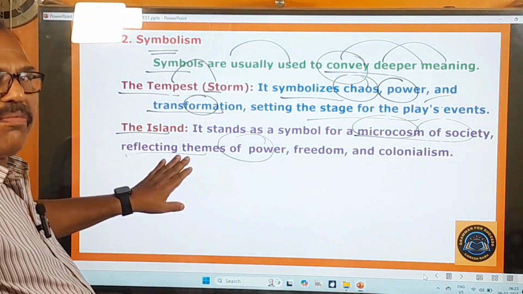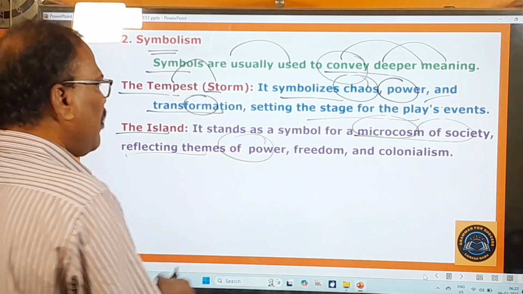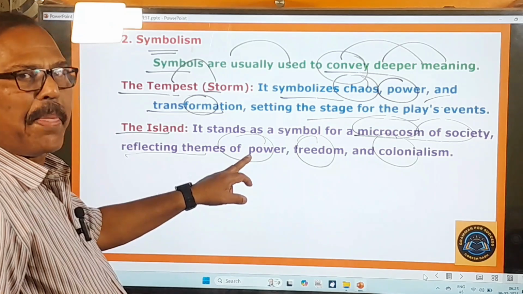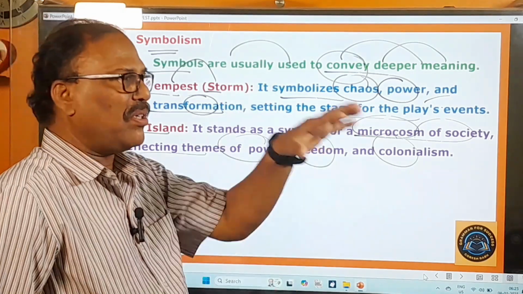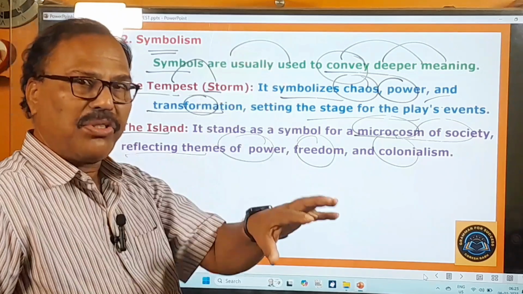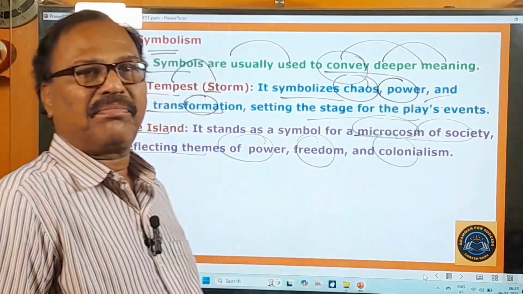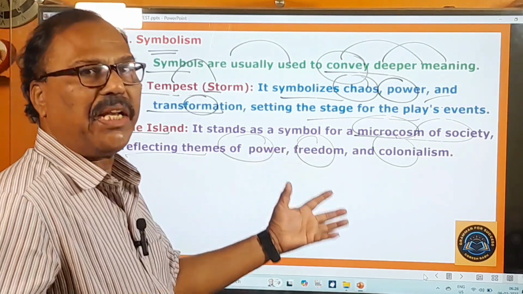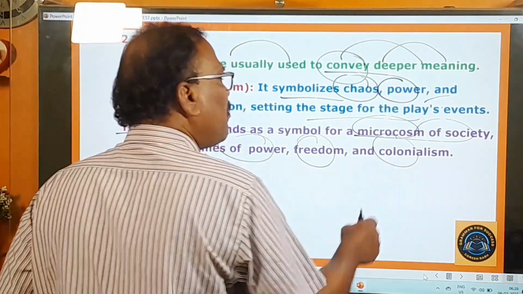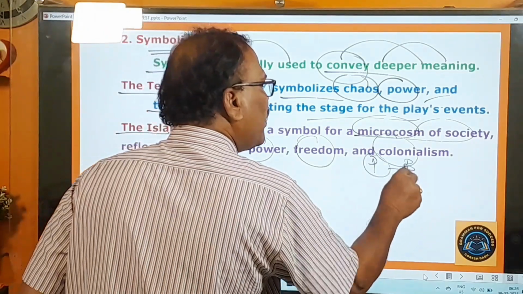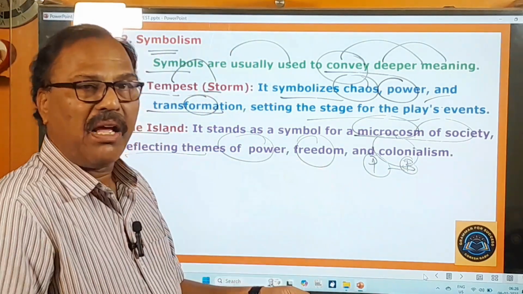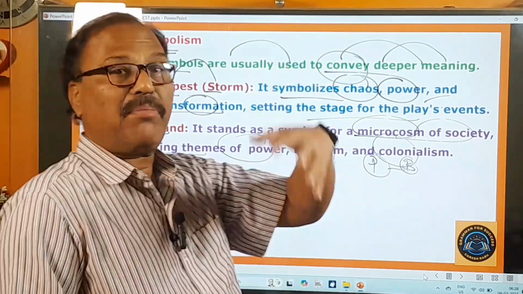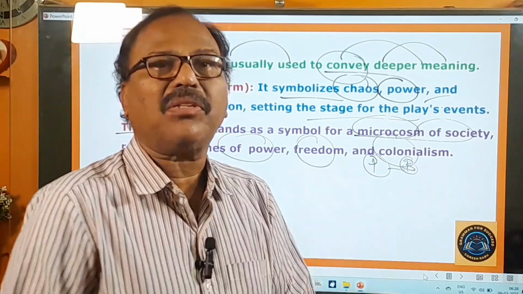And this island reflects what? The theme of power, the theme of freedom, the theme of colonialism. Here you can find power. Because Prospero, after coming to the island, he started using his power, just as he used his power in his kingdom. This island also stands as a theme of freedom, because Caliban wants freedom, Ariel wants freedom, right? And colonialism. And here this Prospero, just like the Britishers, having come to some land and occupying that land and ruling that entire land, just like the Britishers came to our country, occupied our country, they started ruling our country.